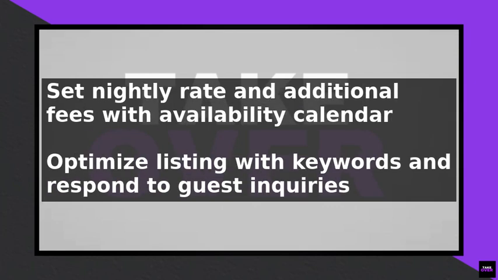To maximize your bookings, make sure to optimize your listing with relevant keywords, such as the location and type of property. You should also respond promptly to any inquiries or booking requests from potential guests. By following these steps and best practices, you can create a successful Vrbo listing and start earning rental income from your property. Remember to always follow Vrbo's guidelines and policies to ensure a positive experience for both you and your guests.